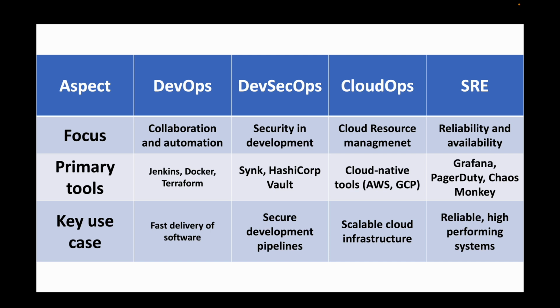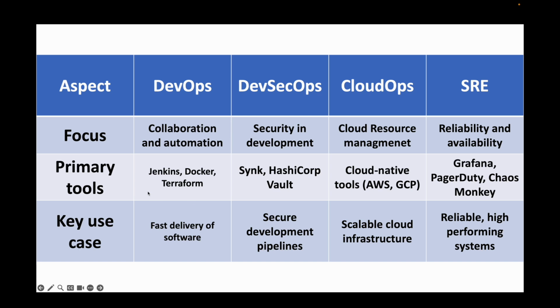So here I have a comparison between your DevOps, DevSecOps, CloudOps, and SRE. Now, as a DevOps, the focus would be on collaboration and automation. DevSecOps, the focus is mainly on security in all the stages, including your development. As a CloudOps, the main focus would be on cloud resource management. So you will be responsible for managing all the resources on the cloud. As an SRE, your focus would be on reliability and availability of your infrastructure as well as your application.